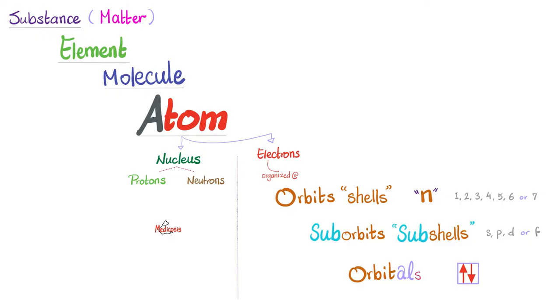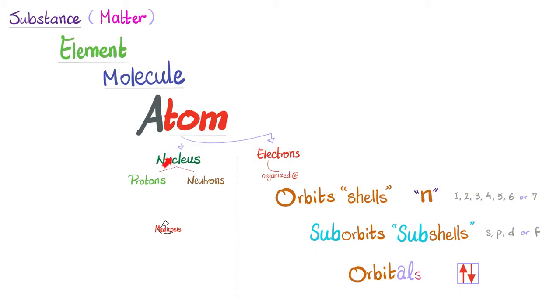Substance or matter is made of elements. That's the most basic form of matter. Elements are made of molecules. Molecules are made of atoms. In the last video we talked about diatomic elements, whose molecules have 2 atoms, diatomic. Let me know all of the diatomic elements in the comments, please. Then we have the atom.